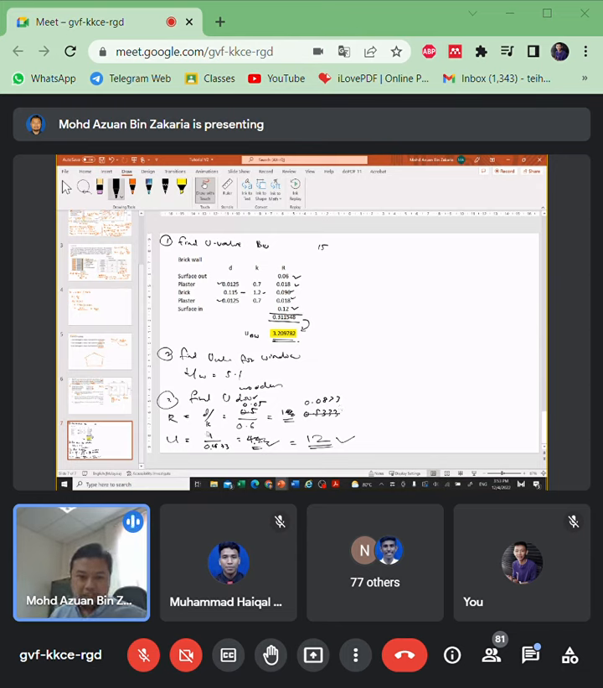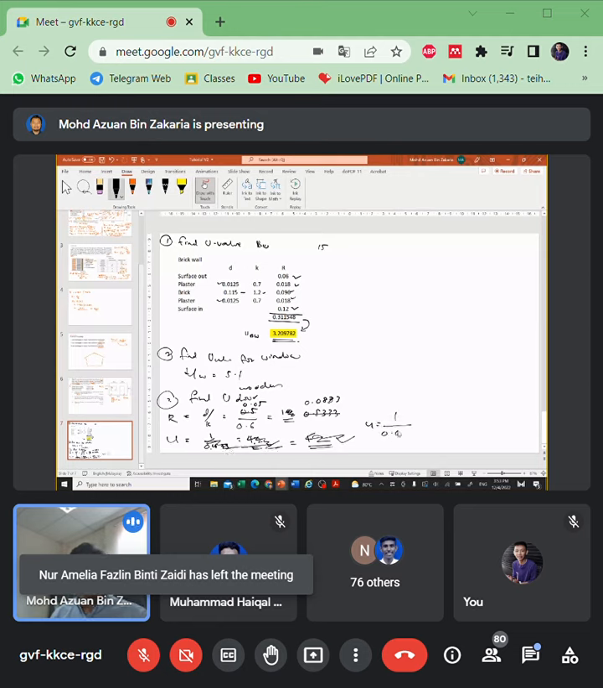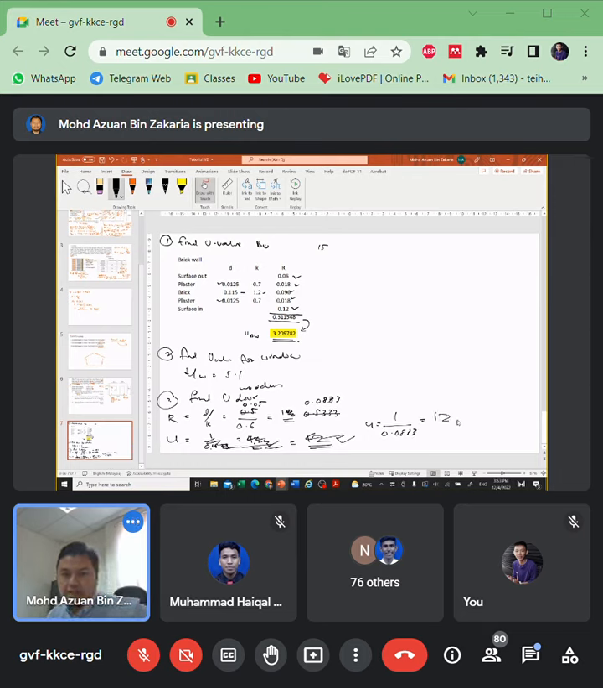Again, D over K, 0.05 divided by 0.6. We got R value of door is 0.0833. And then when we divide, U value equals 1 over 0.0833, we can get 12 watt per meter squared Kelvin. Okay, we already obtained all. So U brick wall, U glass, U door, wooden door, which is 3.2, 5.1, and 12.